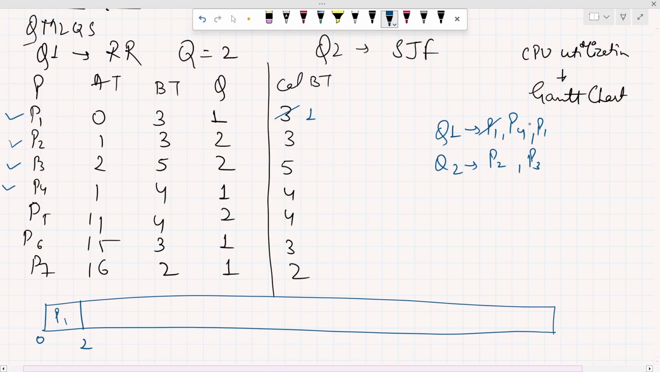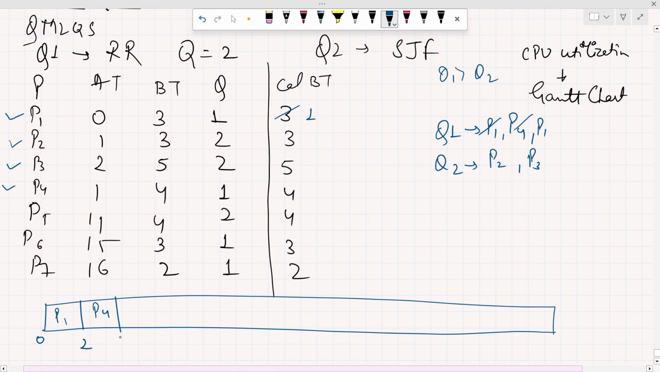Now the second thing: the priority of Q1 is greater than Q2. The priority of the Q1 scheduling algorithm is greater than Q2. So first of all we have to solve the Q1 processes. After P1, the P4 process is selected to execute. What is the burst time of the P4 process? 4.